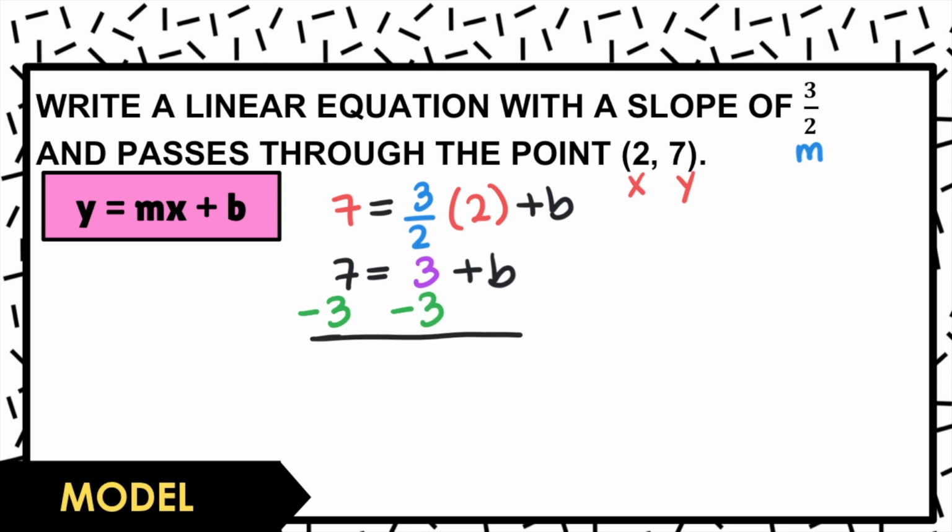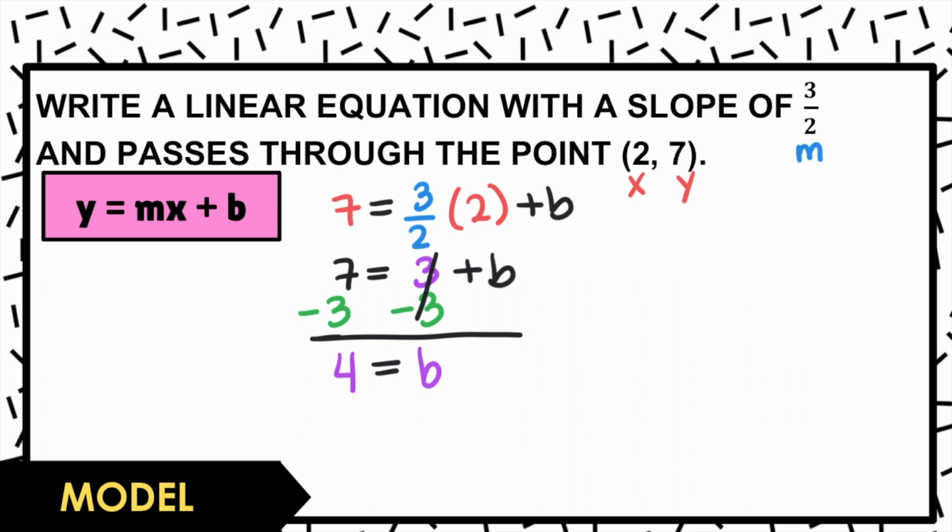And then completely simplify. So we have 7 minus 3, which is 4. And that equals this 3 minus 3 here that we have cancels out. And all we're left with is our variable b.